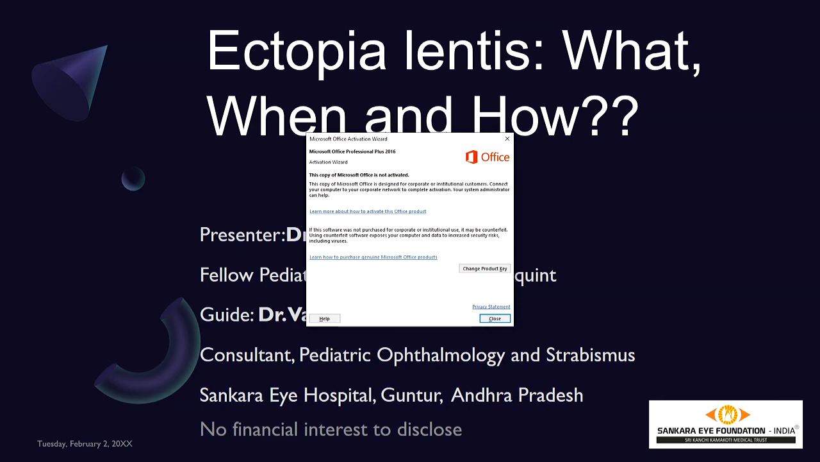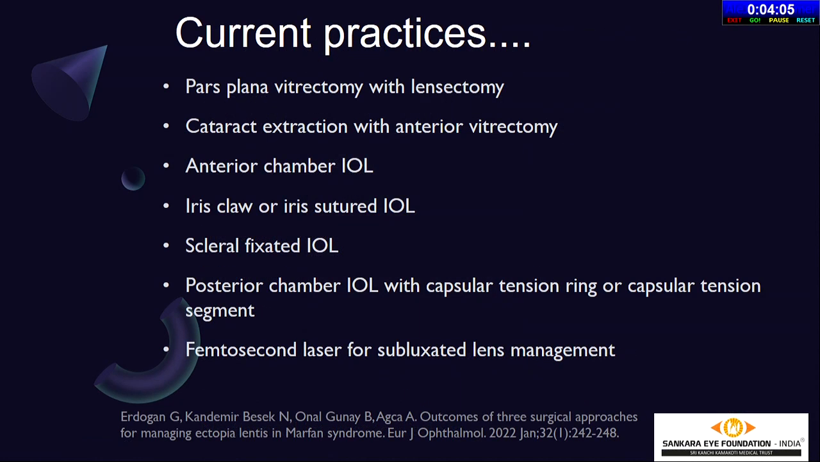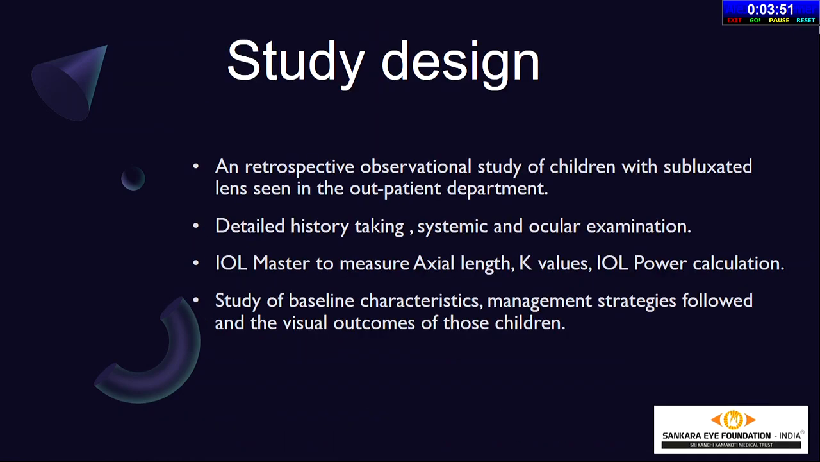For the management of ectopia lentis, the current practices we have are pars plana vitrectomy with lensectomy, cataract extraction with anterior vitrectomy, anterior chamber IOL, iris claw or iris sutured IOL, scleral fixated IOLs, PCIOL with CTRs and capsular tension segments, and also the use of femtosecond laser for subluxated lens management.